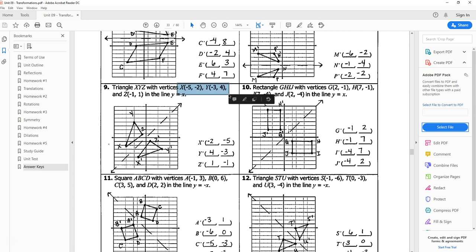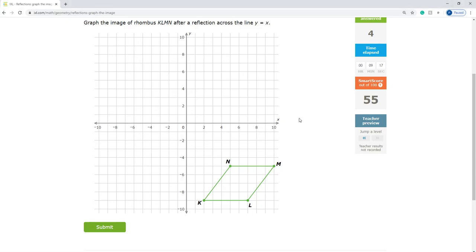Look at the original points, and then all you had to do to get from your old x to your new x was flip the x and the y coordinates. So if the original was -5, -2, your new one is -2, -5. All they did was flip. Same thing with y, -3, 4, 4, -3. So that's what we're going to do for this one.